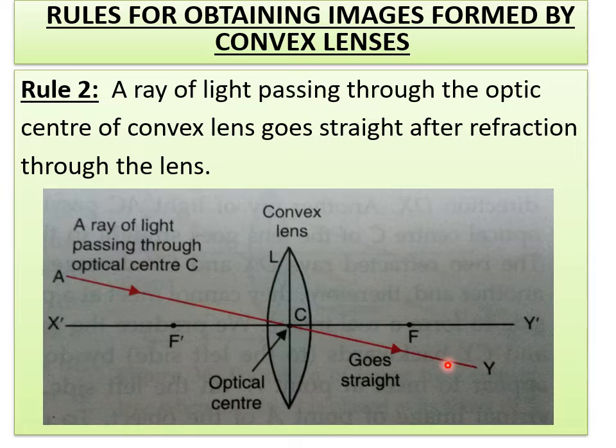We know a ray passing through the optic center is along the normal. When I explained the conditions at the start, you remember, a ray passing through the normal means i is equal to 0, so r will be 0. The same thing applies in this case also. So once again, what is rule 2? A ray of light passing through the optic center of a convex lens goes straight after refraction through the lens.